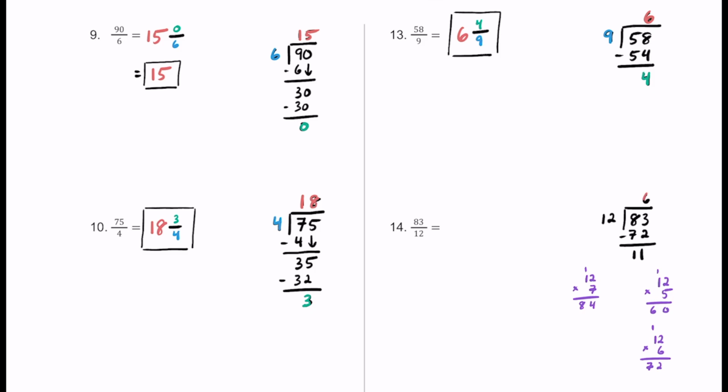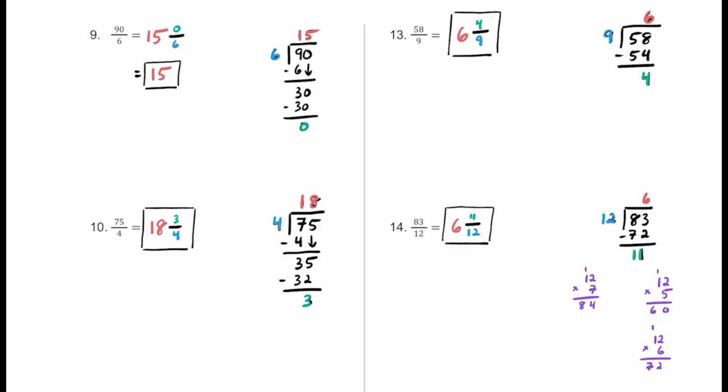All right, so our whole number is going to be 6. And our remainder here was 11. So it's going to be 11 is the new numerator. And let's see, on the bottom here we have 12. And so that's going to be the denominator. So we have 6 and 11/12.